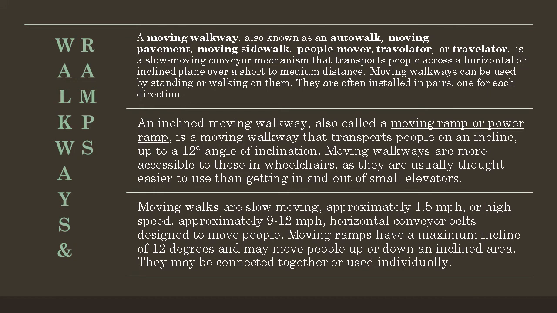Moving walks are slow-moving, approximately 1.5 miles per hour, or high-speed, approximately 9–12 miles per hour, horizontal conveyor belts designed to move people. Moving ramps have a maximum incline of 12 degrees and may move people up or down an inclined area. They may be connected together or used individually.